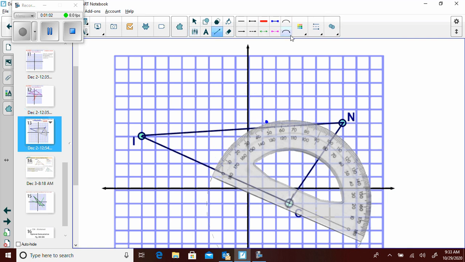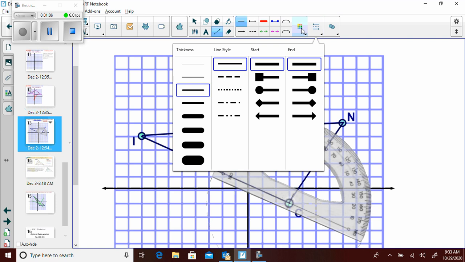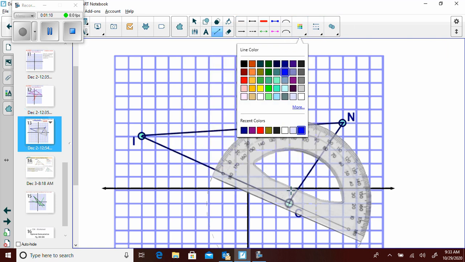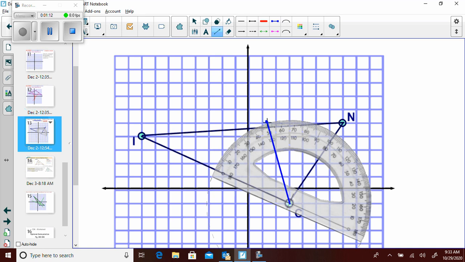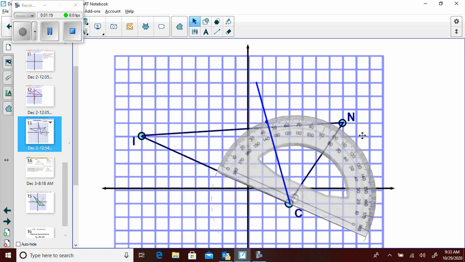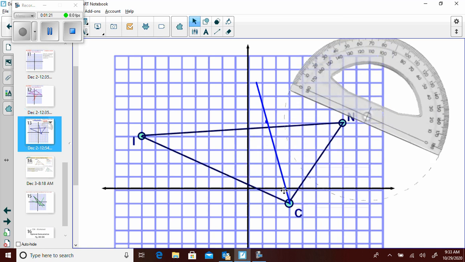Then I would take my ruler. If I were you guys, I would take my ruler and I would draw it from the vertex through that 50 degrees. Okay. So that is the angle bisector, and I can label it.